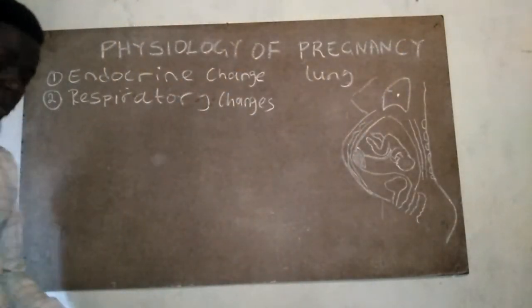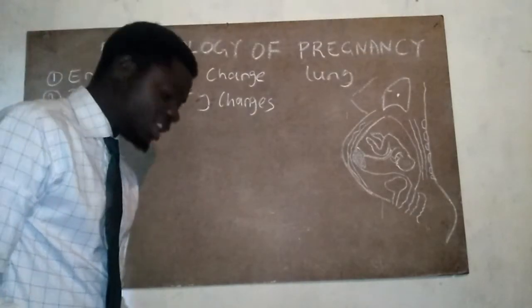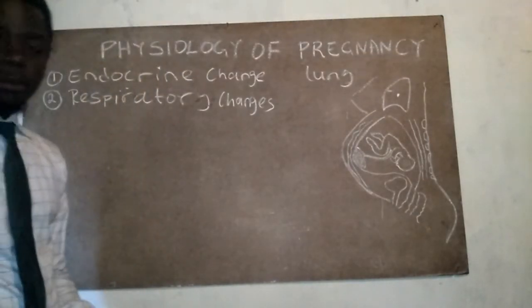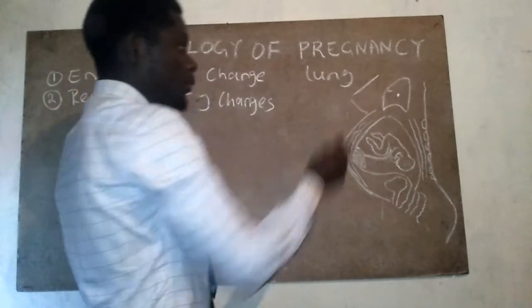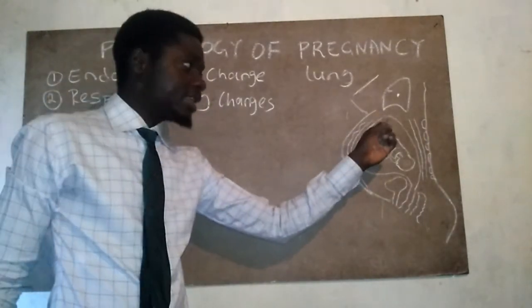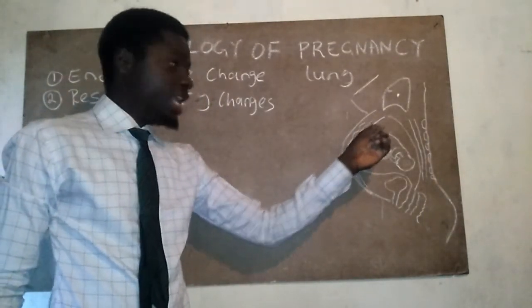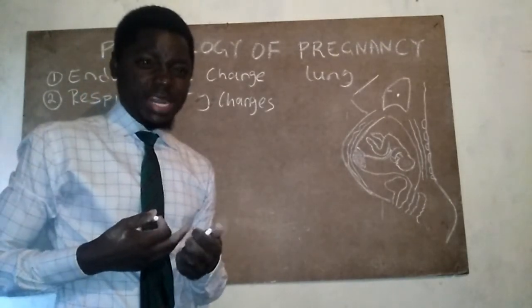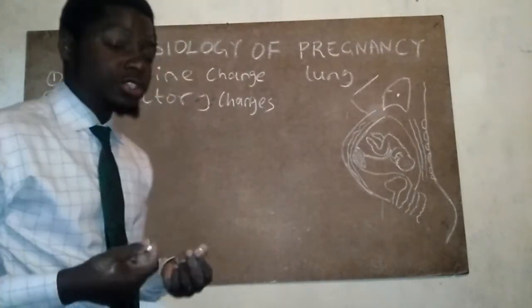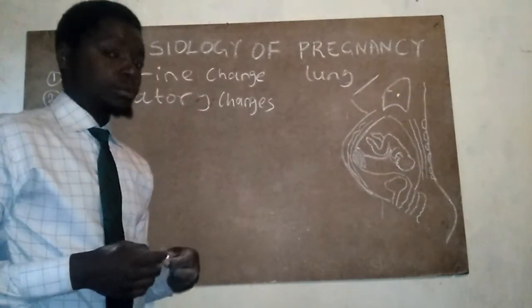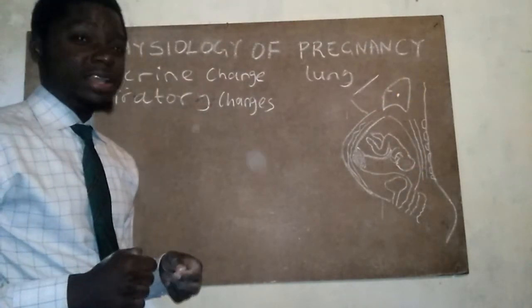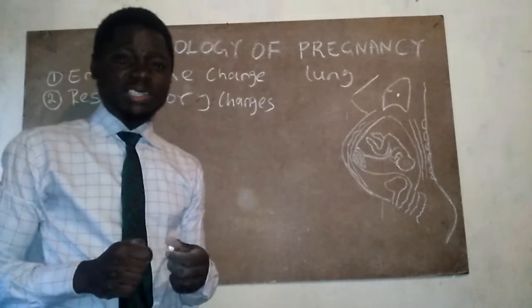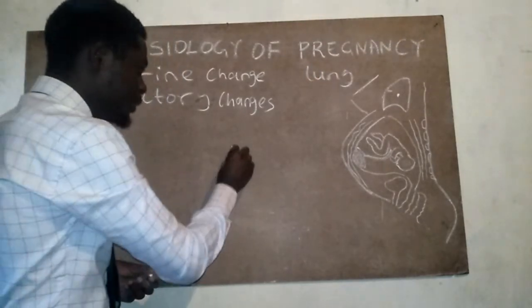Now, what are some of the changes that happen as a result of pregnancy? As the uterus is growing, it's going to be compressing the lungs. And once the lungs are being compressed, we are going to be forced to breathe deeper. So the woman can have a little bit of dyspnea.